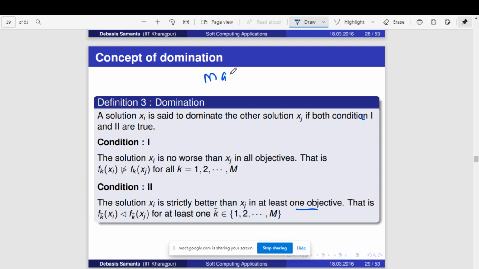So when the objective is to minimize, I asked when will you say that xi is worse than xj? So if xi is greater than xj, then we say that xi is actually worse than xj. Are you getting? Say our objective is to maximize. If xi is greater than xj, that is xi is better than xj, right? My question is when the objective is to maximize, when will you say that xi is worse than xj?